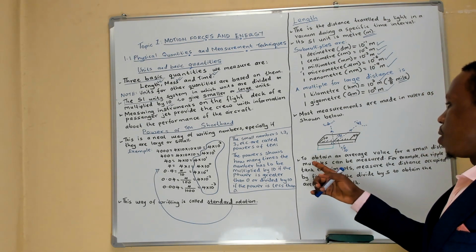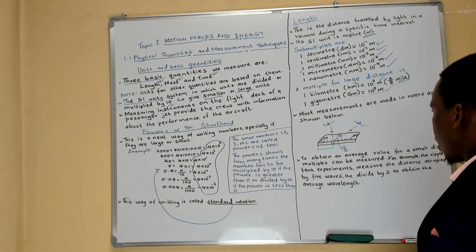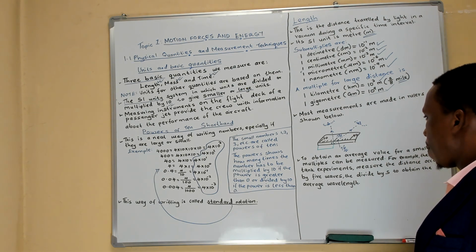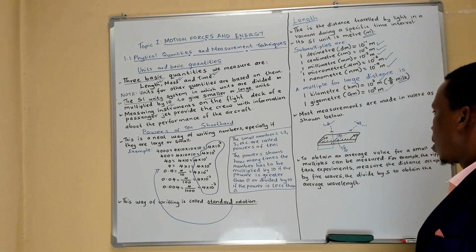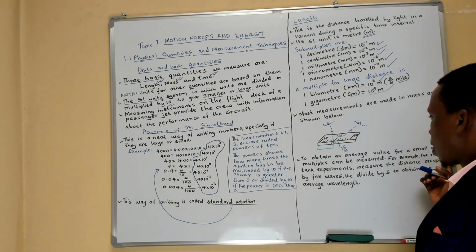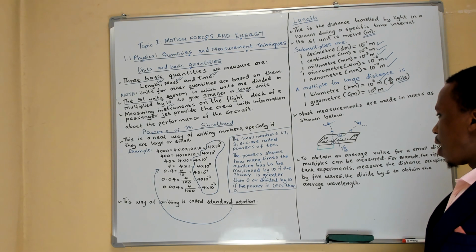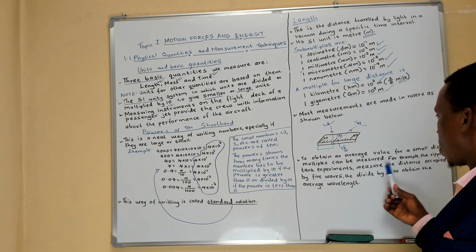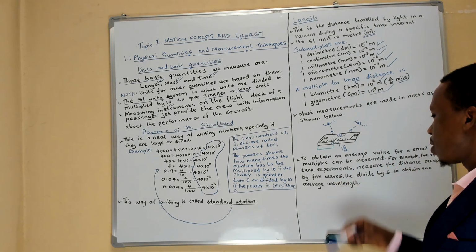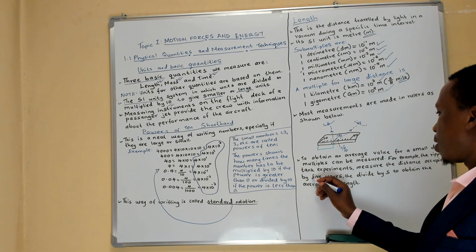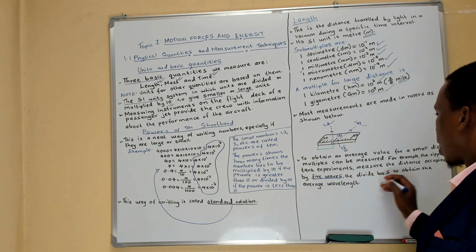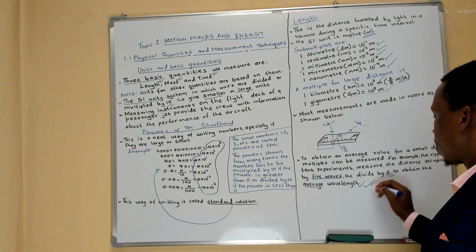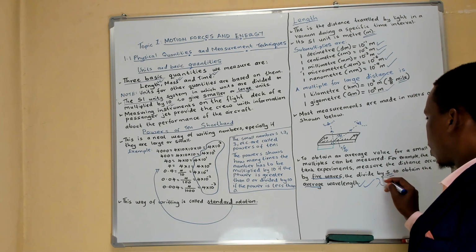And then finally, to obtain an average value for a small distance, multiples can be measured. For example, the ripple tank, do you know about the ripple tank? In its experiment, we measure the distance occupied by 5 waves. If you measure the distance occupied by the 5 waves, then divide by 5, you get the average, which is the wavelength. So wavelength is also found this way.